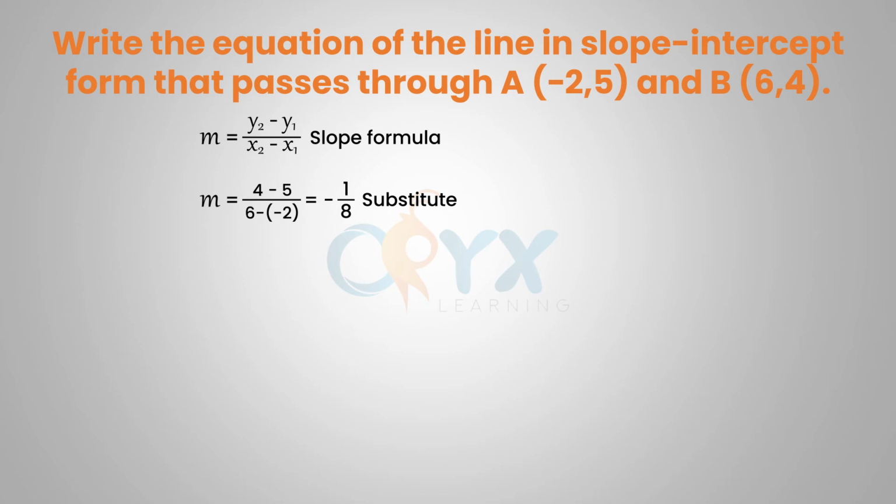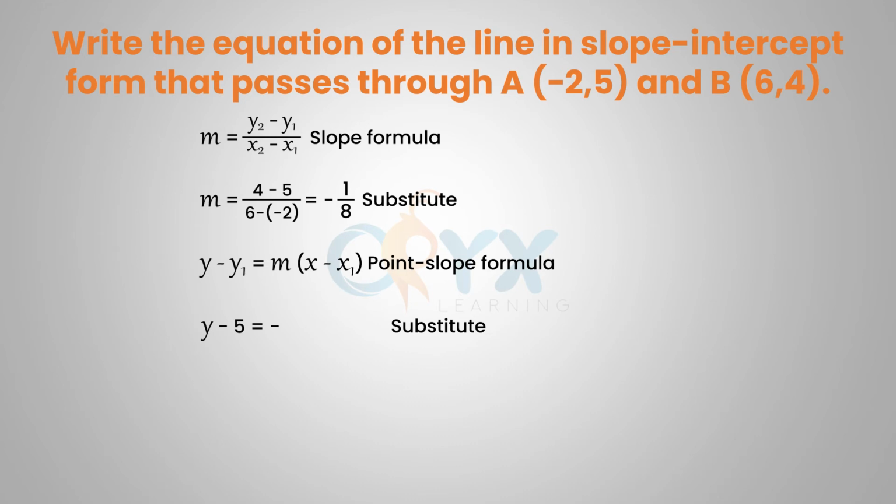Now that I have the slope, I can use the slope and one of the points to plug into point-slope form: y minus y1 equals m times x minus x1. Substituting the values in, I put in negative 2 for x, 5 for y, and negative 1/8 for m. This leaves me with y minus 5 equals negative 1/8 times the quantity x minus negative 2.